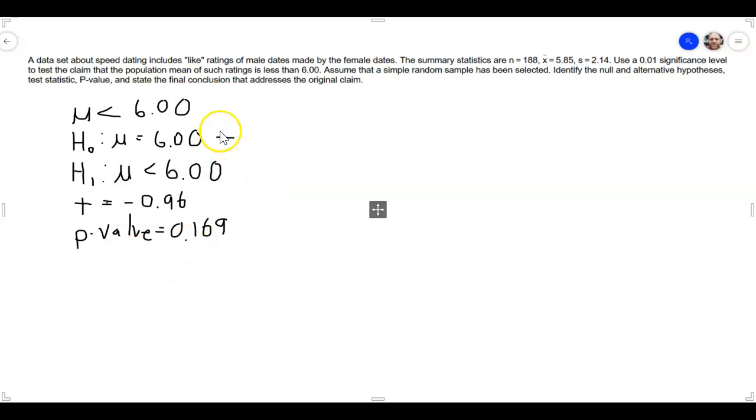So what I do in that case is if it's greater than my significance level, then I fail to reject my null hypothesis. That means it could be equal to this value. That means that I'm not going to support this alternative hypothesis. And since the claim here, less than, matches the alternative hypothesis, I'm not going to support that claim. So what am I going to say about the conclusion? I'm going to say there's not enough evidence to support the claim that the mean comes from a population that's less than 6.0, or something to that effect. So that's where we're going with this.